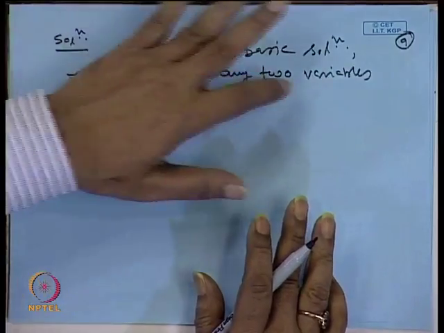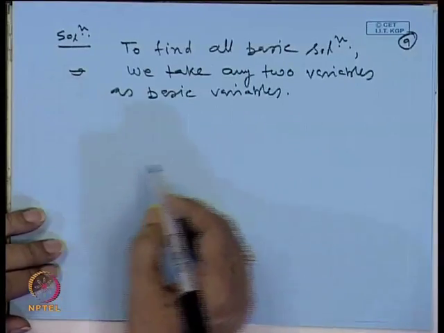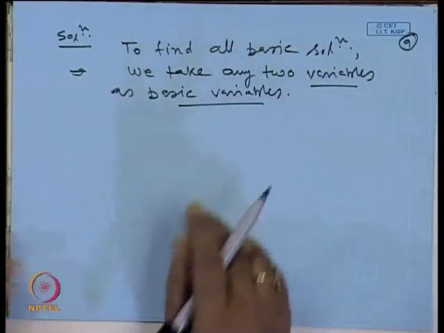Any 2 variables we take as basic variables means that, in these 2 equations, the 2 variables are present in only one equation. If you take x1 as the basic variable, x1 is present in the first equation, and x2, another basic variable, is present in the second equation. If you take x2 and x3, then x2 is present in the first equation and x3 is present only in the second equation. In this way, I am taking 2 variables at a time as the basic variables.